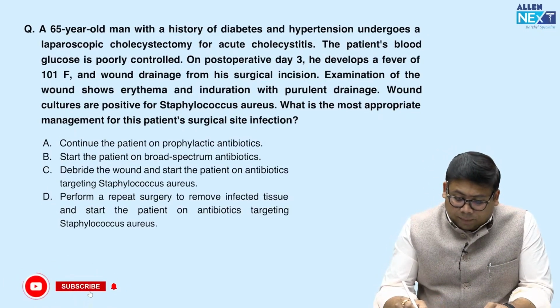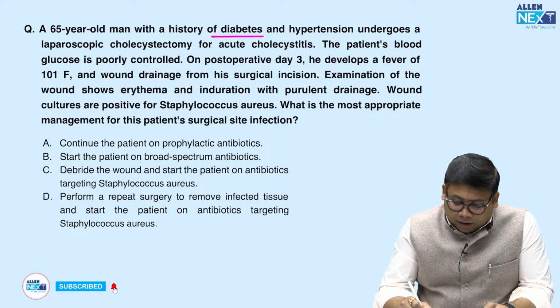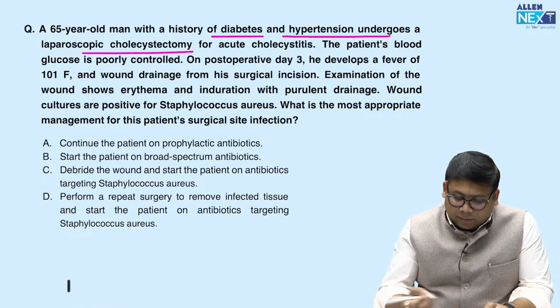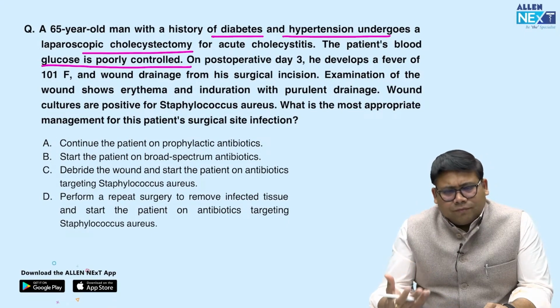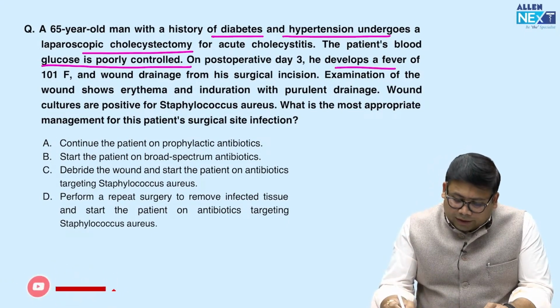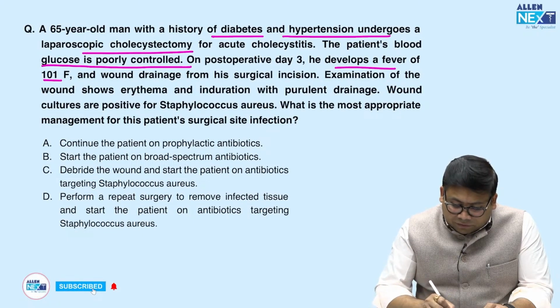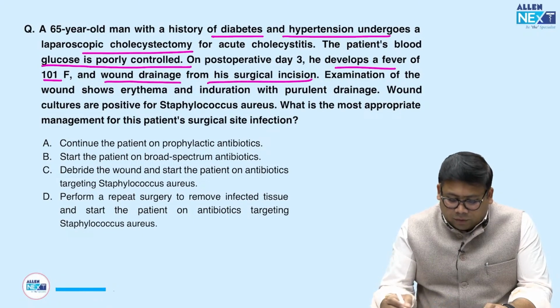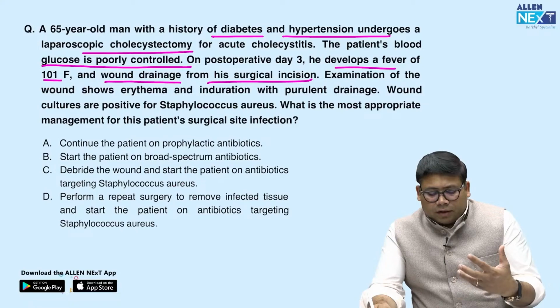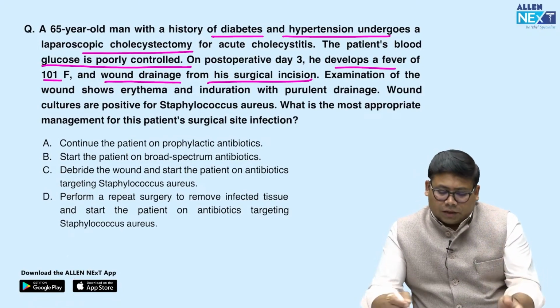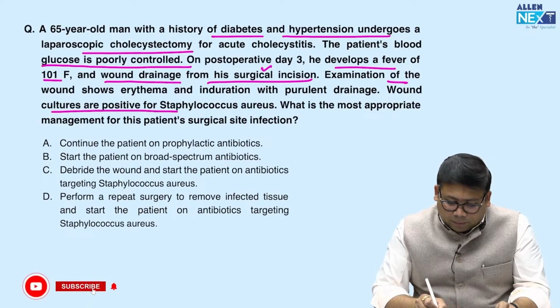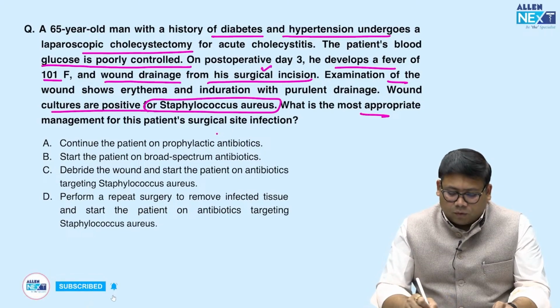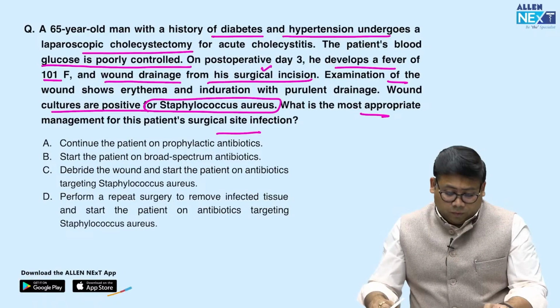Next is again a diabetic, hypertensive patient undergoing cholecystectomy. Then their blood glucose level is very poorly controlled. On day 3, he develops fever. There is wound drainage, purulent discharge from his surgical site. The examination of the wound shows a culture positive for Staph aureus. What is the most important thing that you will do?